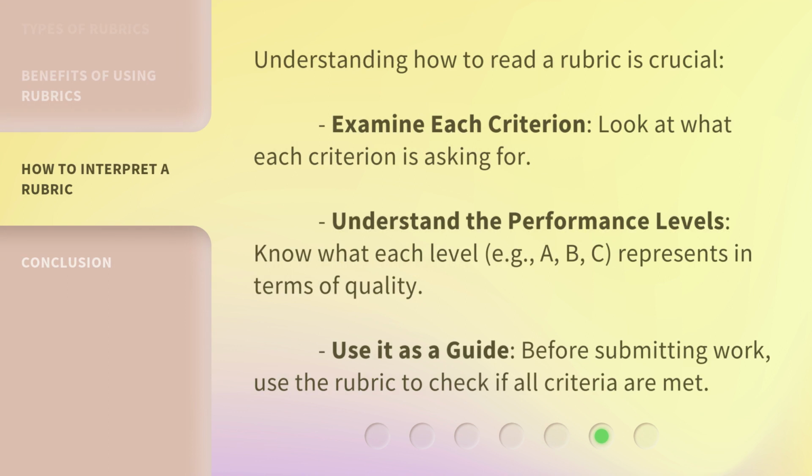Understanding how to read a rubric is crucial. Examine each criterion. Look at what each criterion is asking for. Understand the performance levels. Know what each level, e.g., A, B, C, represents in terms of quality. Use it as a guide. Before submitting work, use the rubric to check if all criteria are met.